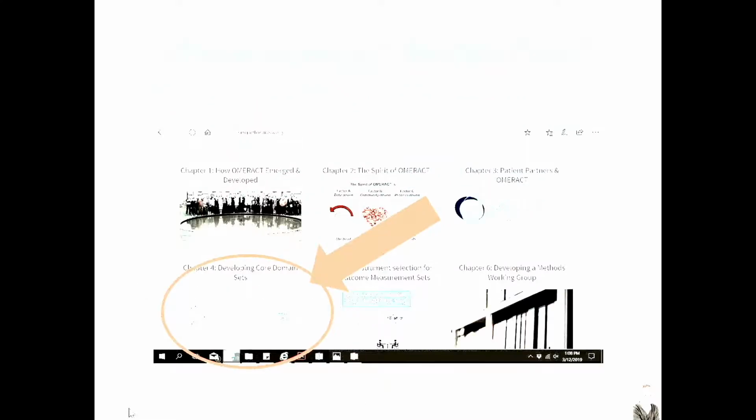If you want to find the OMERACT handbook and also a template of this workbook that we use, go to the OMERACT website, omeracthandbook.org, and you will find with this figure that you see left down under, if you press there, it will bring you to chapter 4, where the development process is described in more detail.